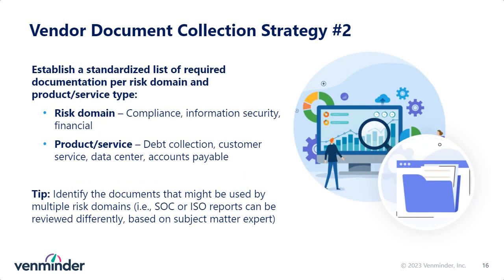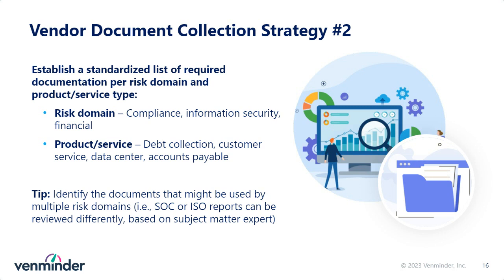This next strategy is one that will save you a lot of time by creating a list of standard documentation, which helps you and your vendors know exactly what you're asking for. Basically, this is referring to a list of minimum required documents for each risk domain and product or service. So by risk domain, this would mean that you're collecting vendor documents related to specific areas like compliance, information security, or financials. And remember that some vendors may contain more than one risk type, so a single vendor might have a longer list of standard documents.